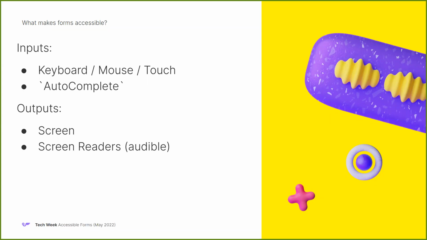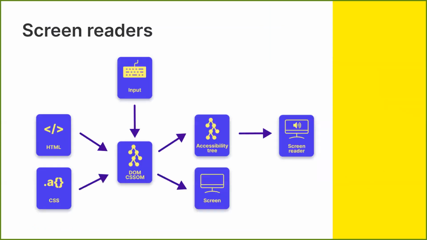When it comes to outputs, there's the visual, the screen, and the audible, the screen reader. If you haven't used a screen reader before, imagine a computerized voice reading out a web page from top to bottom and describing the possible interactions. So let's talk about how screen readers work, the actual technology of how things are put together. Now, this is going to get a little bit technical. If this is too much, it's okay. We'll get back to more higher level concepts soon.